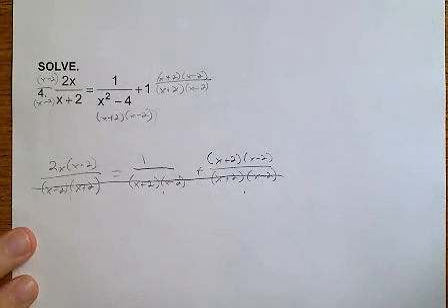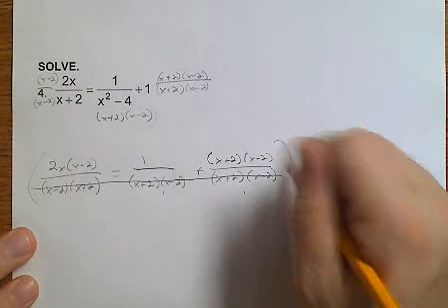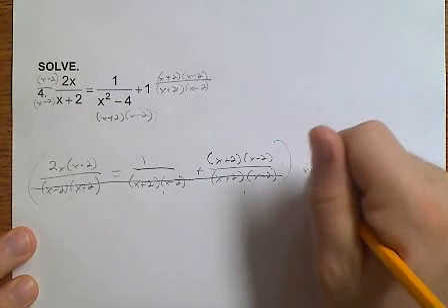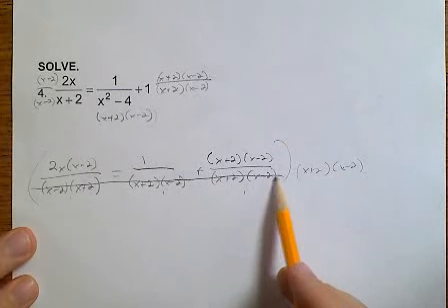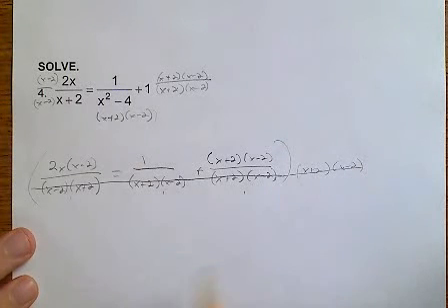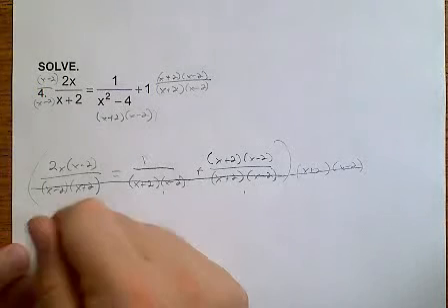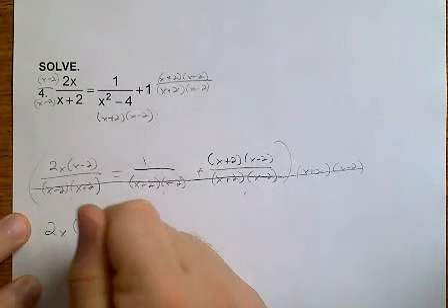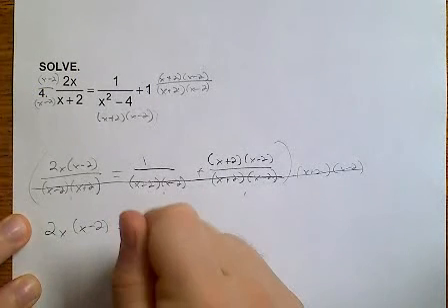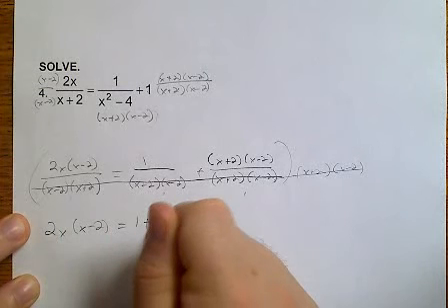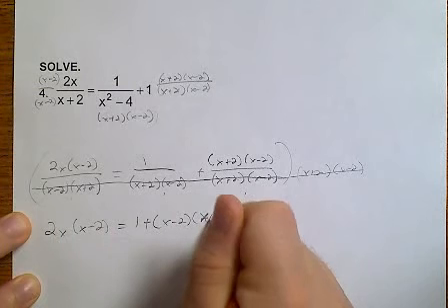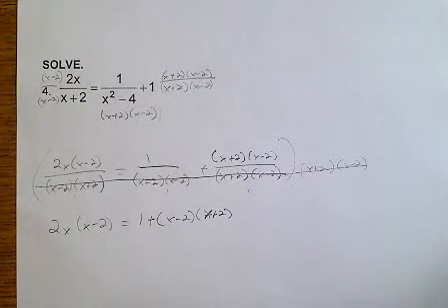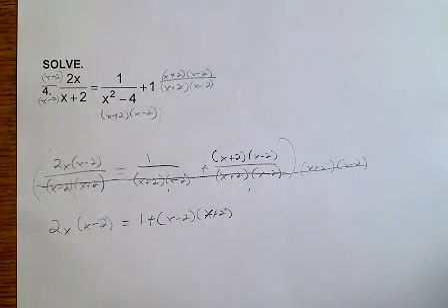because if I just multiply everything times x plus 2, x minus 2, it'll cross off, leaving us with just the top. 2x times x minus 2 equals 1 plus x minus 2 times x plus 2. And I may have rearranged some of these numbers up top. It really doesn't matter.